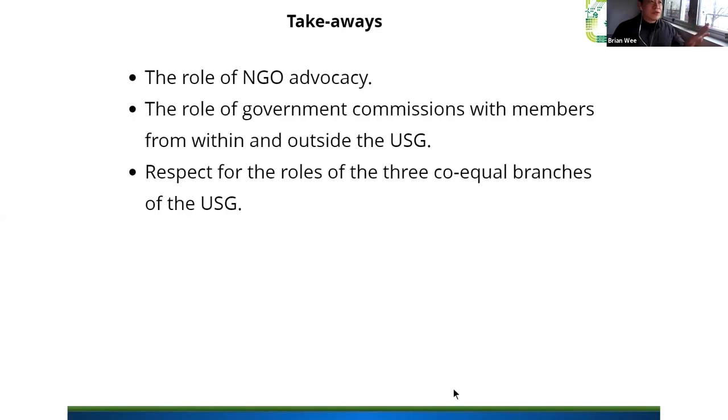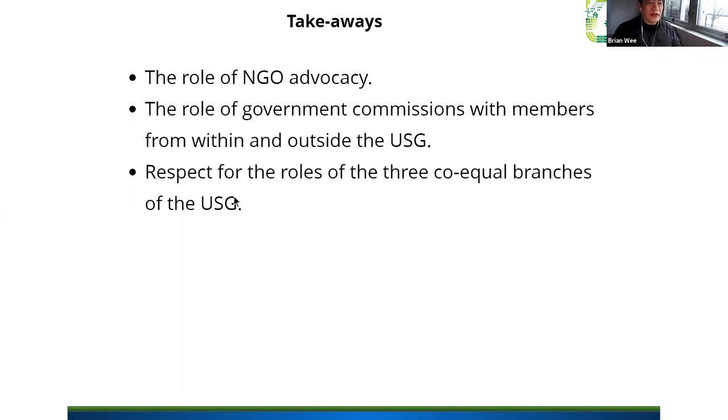The takeaways from this part of the presentation: keep in mind the role of NGO advocacy. We, as the private sector, have a role to play in shaping policy. As the federal employees in the room know, there are restrictions against federal employees lobbying. NGOs don't have a totally free hand either, because the Lobbying Disclosure Act constrains NGOs' role a little bit in advocacy, but there is a role for NGOs. Also the role of government commissions, and very key, the third bullet: respect for the roles of the three co-equal branches of the US government.